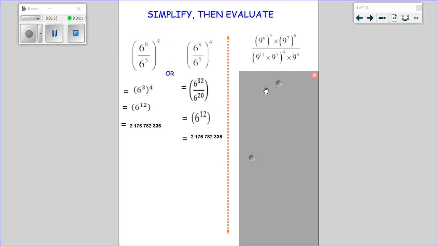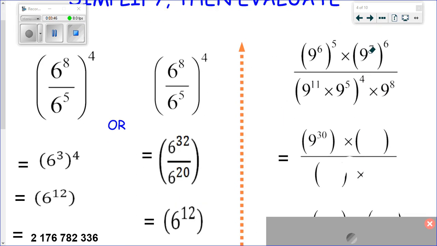So let's take a look at this question here. I have a power to a power, so we multiply exponents, so this is going to become 9 to the 30th. Power to a power, we multiply exponents, so that's going to give you 9 to the 42. I'm doing inside my bracket first. 9 to the 11th times 9 to the 5th is 9 to the 16th, all raised to the exponent of 4, times 9 to the 8th.